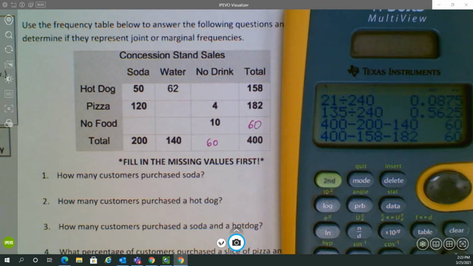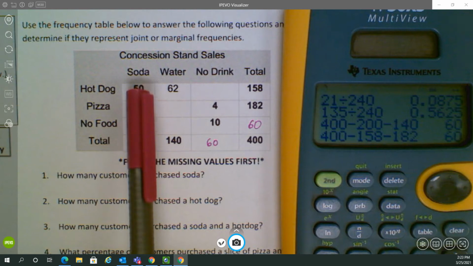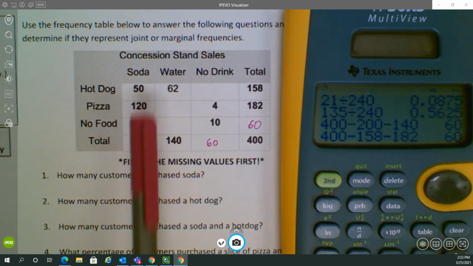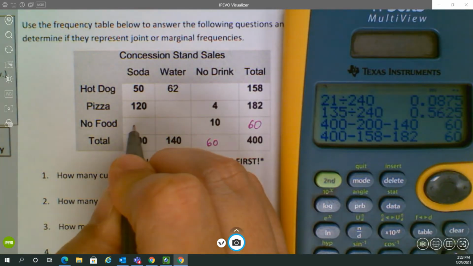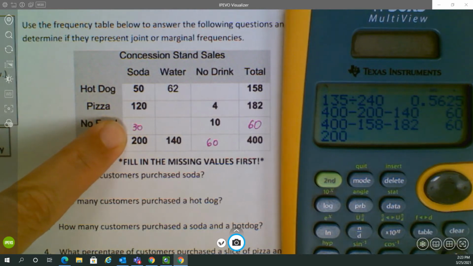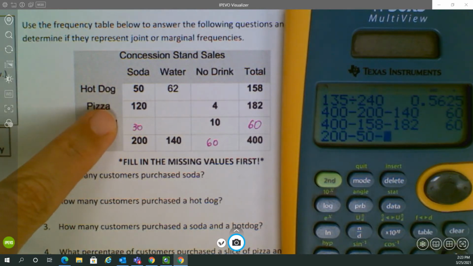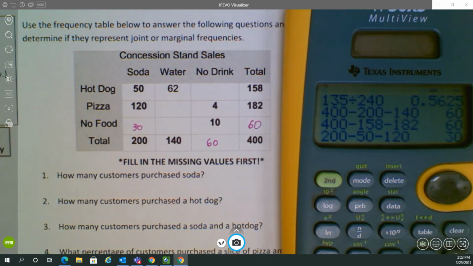So what's the next value that I can find? Well, I can look here. I see that 50 plus 120, 170 people, ordered a hot dog or a pizza out of the 200 that ordered soda. So 170 plus what equals 200? Well, if you do your mental math, that's 30. If you need to see the calculator math, we'll take our 200 people minus the 50 who order a hot dog minus the 120 who order a pizza, and we're left with the 30 that order no food.